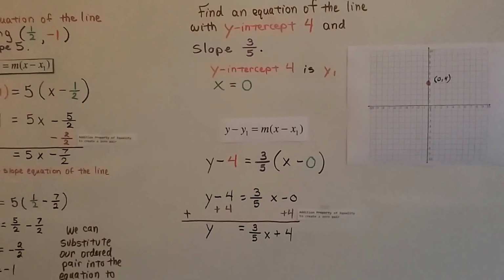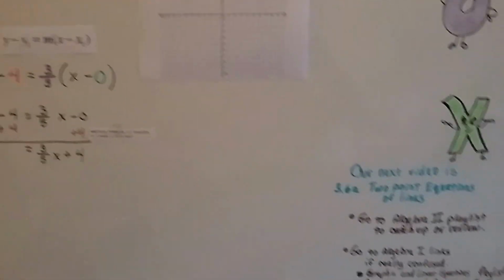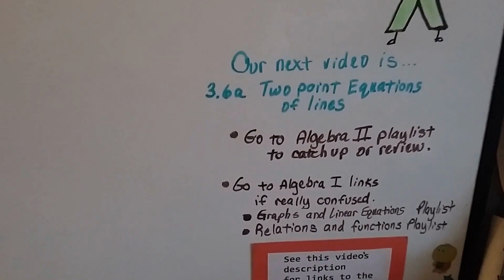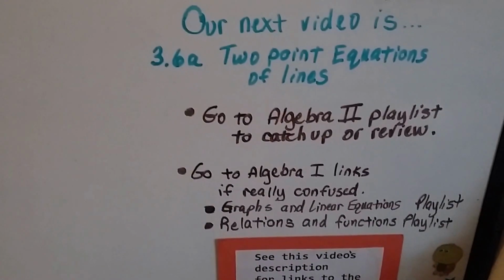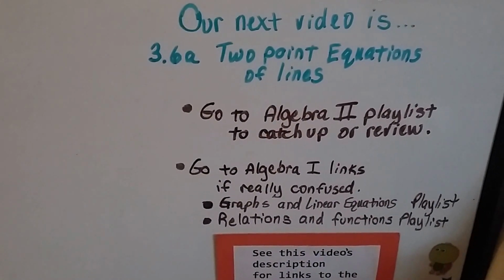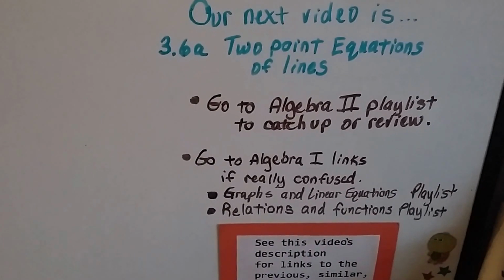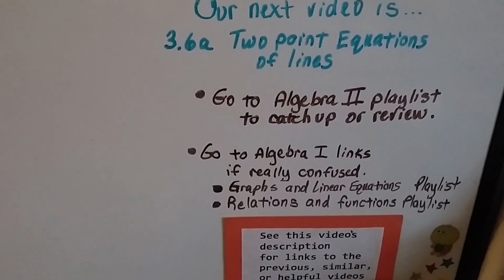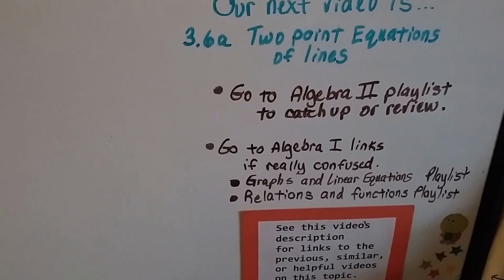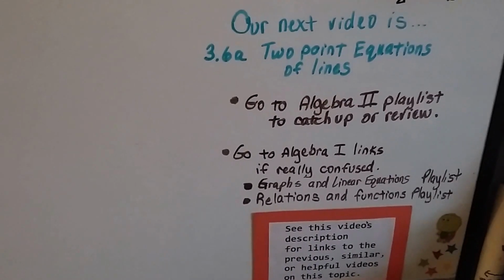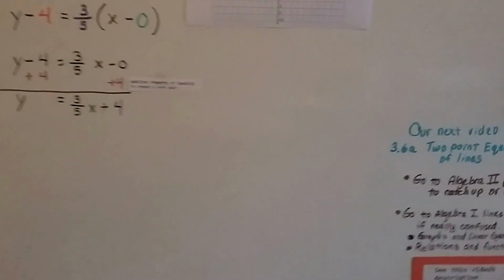All right, we're going to keep talking about this, and we're going to go to 2-point equations of a line, and that's 3.6a. And remember, you can go to the description of this video and click on the Algebra 2 playlist to catch up, review, or study. And there'll be links to the Algebra 1 chapter playlists that correspond to these.